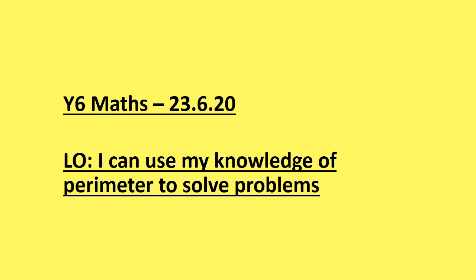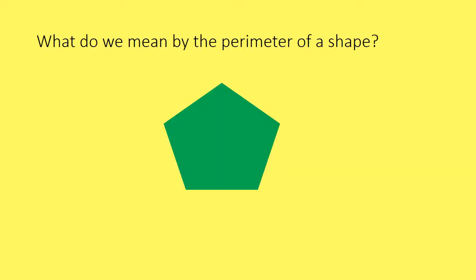This is Year 6 Maths for Tuesday the 23rd of June, and the learning objective is I can use my knowledge of perimeter to solve problems. So first of all, have a think about what we mean by the perimeter of a shape. Pause the video while you have a think about what that means.